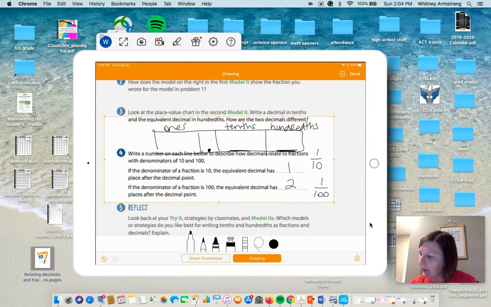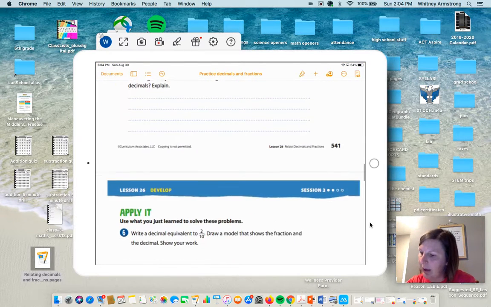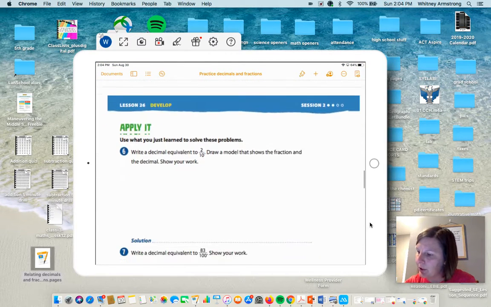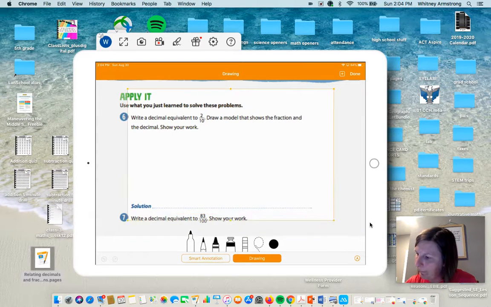All right, so let's go and look at where it says apply it. So that's where we're going to start. Okay, so we're going to use what we just learned to change some fractions into decimals. Okay, so write a decimal equivalent to 2/10. Draw a model that shows the fraction and the decimal. Show your work.